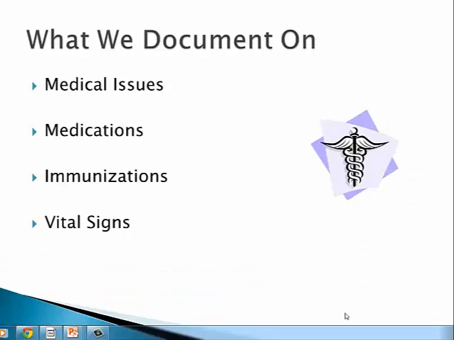I'd like to start by discussing what actually we are going to be documenting on. There's many things to document on within the electronic medical record. For instance, medical issues, medications, immunizations, vital signs. These are all important items that we need to collect data on and to review.